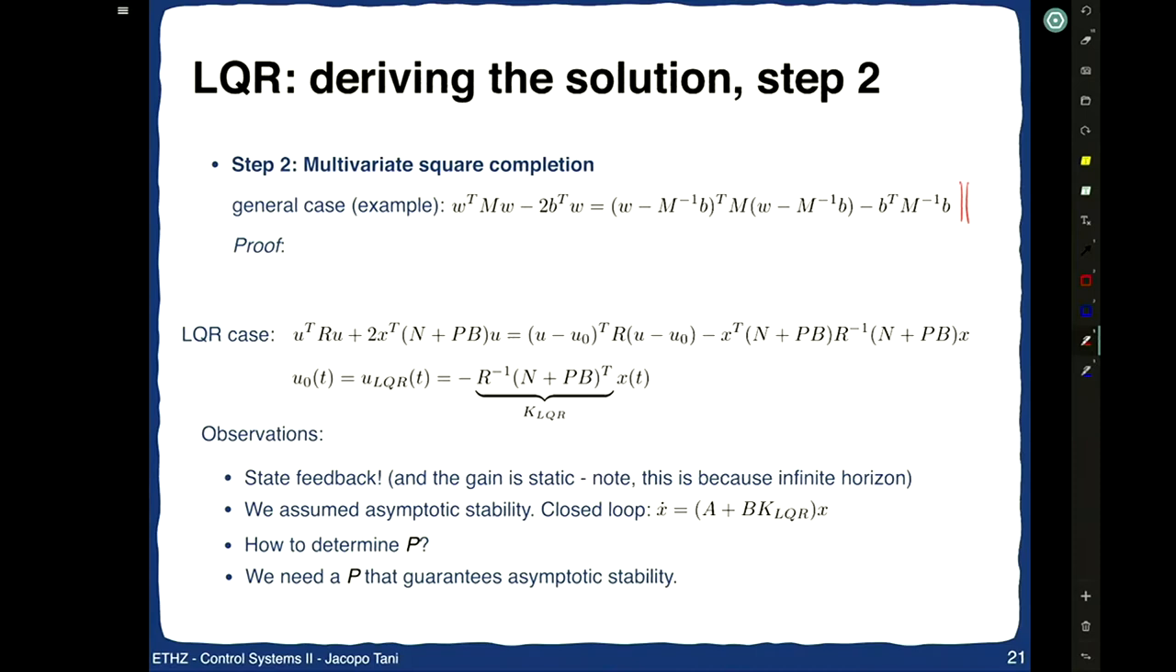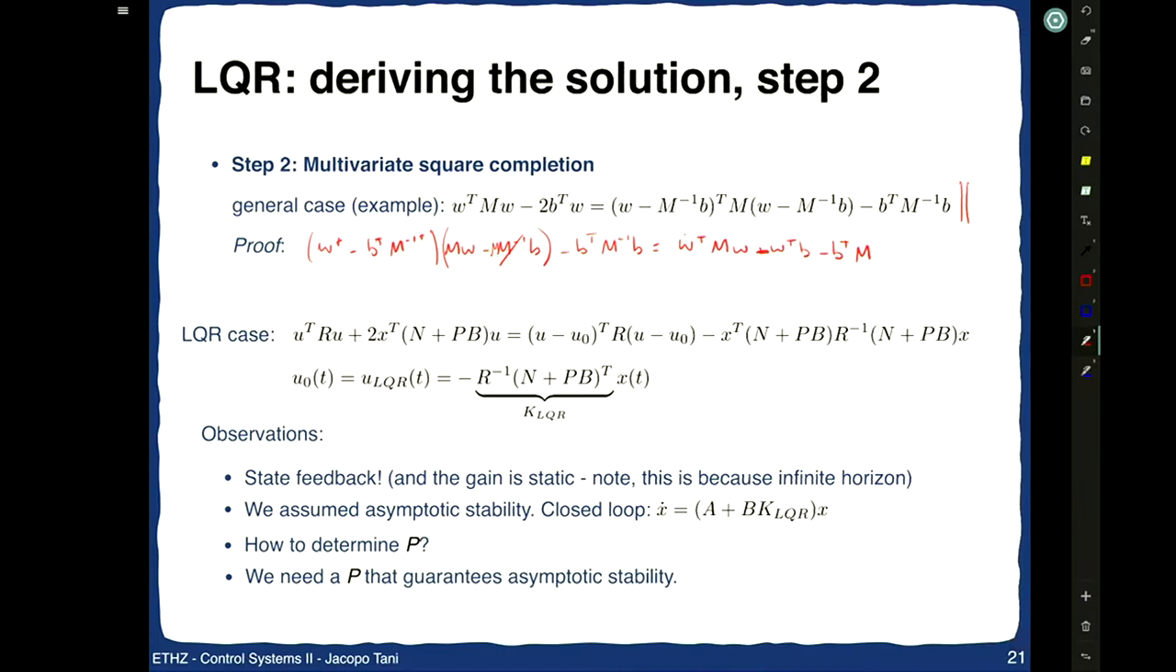So how do we prove this? We prove this by doing the direct multiplication of the right side of the equation and showing that it's equal to the left side. So we get W transpose minus B transpose M inverse transpose times M, times W minus M inverse B. M times M inverse goes away, minus B transpose M inverse B. This is equal to W transpose M W plus W transpose, minus W transpose B, minus W transpose M.